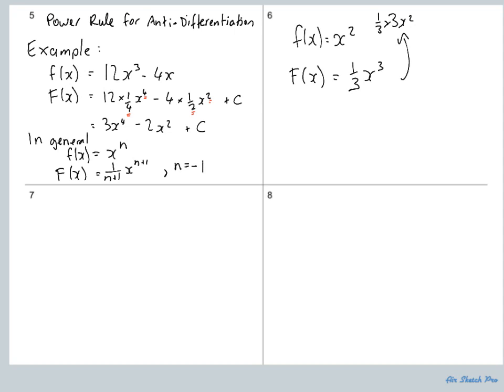So anyway, we need to cover these cases, but that's not where I was going with this particular lesson. Okay, so we've got the power rule for antidifferentiation there, where we increase the power by 1, and then we multiply that term by 1 over n plus 1. And I've gone through an example.